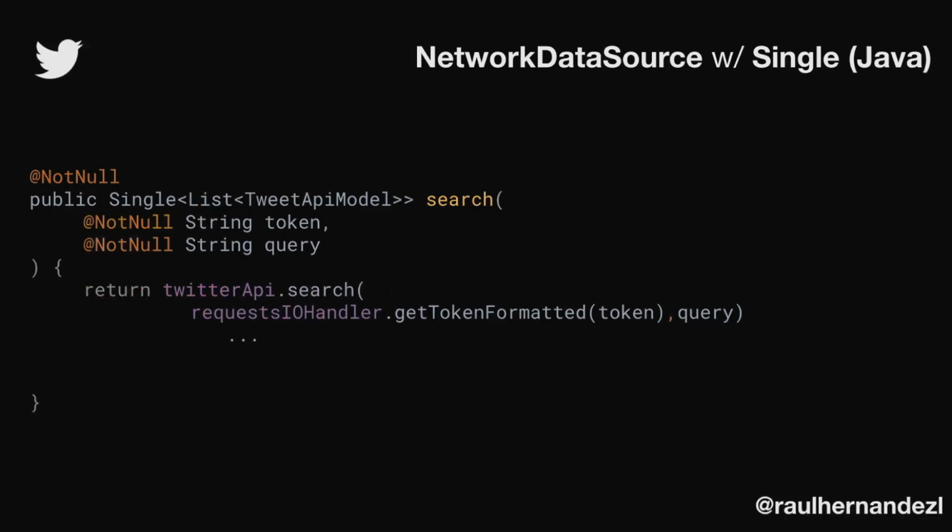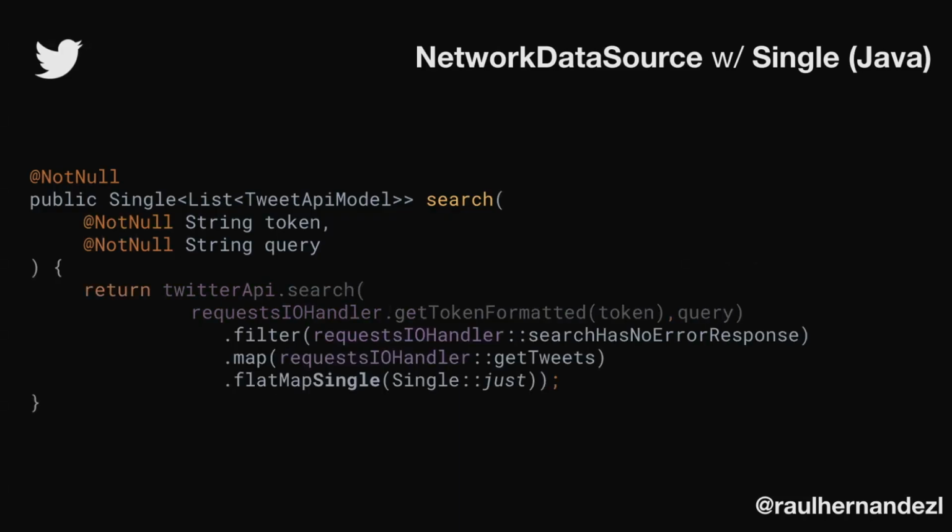And then the method I use right here is the search for the Twitter API. So I use a token because this is an authenticated search for the Twitter API. And then I pass the query that is coming from the view. Then I filter that if I don't have any problems. Then I map things to get the tweets that I need from my DB. And then this is going to be passed to become a single. And then I will return the single. This is, as you can see, still Java.